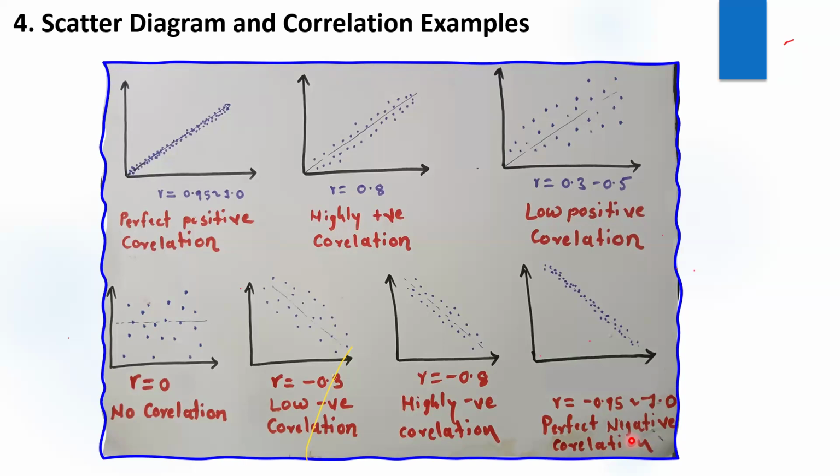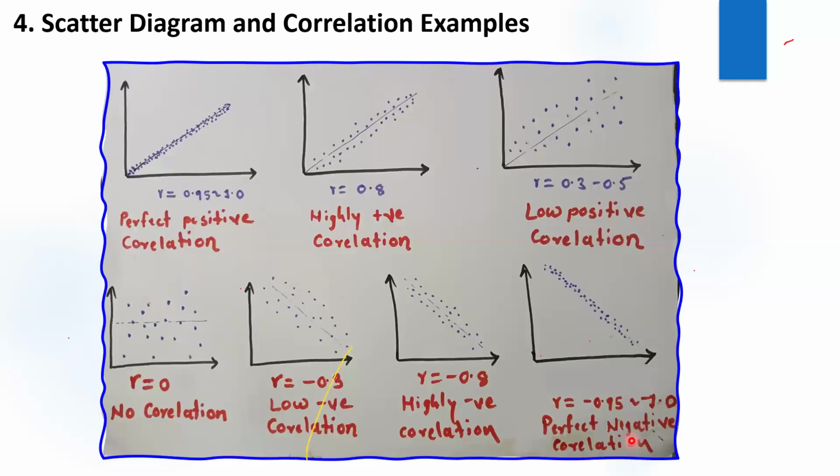Please look at this diagram once again. Please understand, depending on the R value, how we are treating it. Either we are treating it as a perfect positive correlation, perfect negative correlation, low positive correlation, low negative correlation, highly positive correlation, highly negative correlation, or no correlation at all.